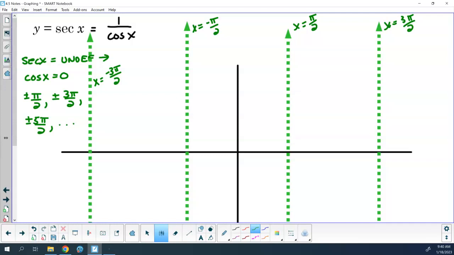Next one. Can cosine be 1? On the unit circle, can cosine be 1? Yeah. Okay, so let's find that one. So secant is equal to 1 if cosine is equal to 1. Where is cosine equal to 1?